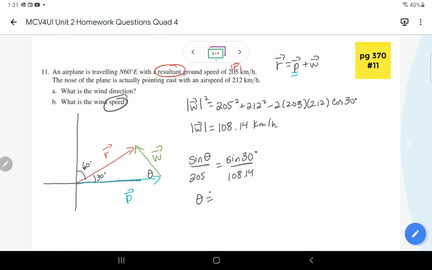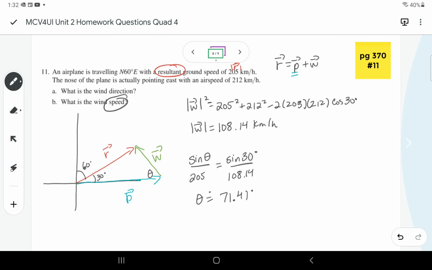And I may really have not drawn this to scale, so don't get too attached to your diagrams. Because here I get, oh, I guess it's not too bad. I get that theta is 71.41 degrees.